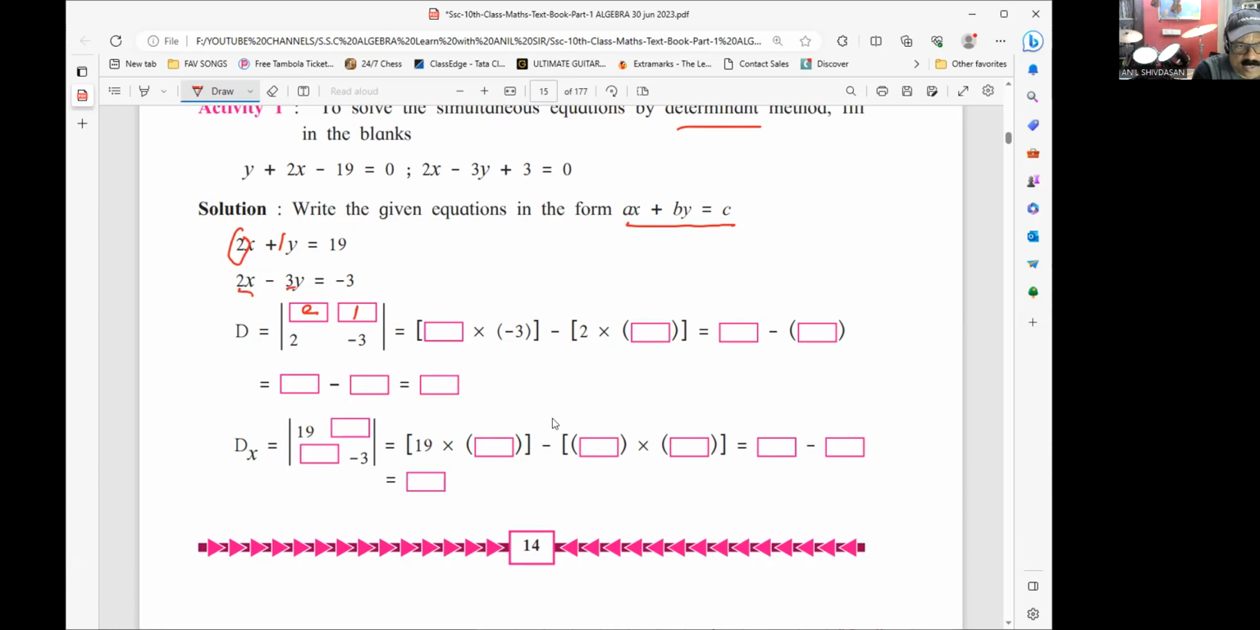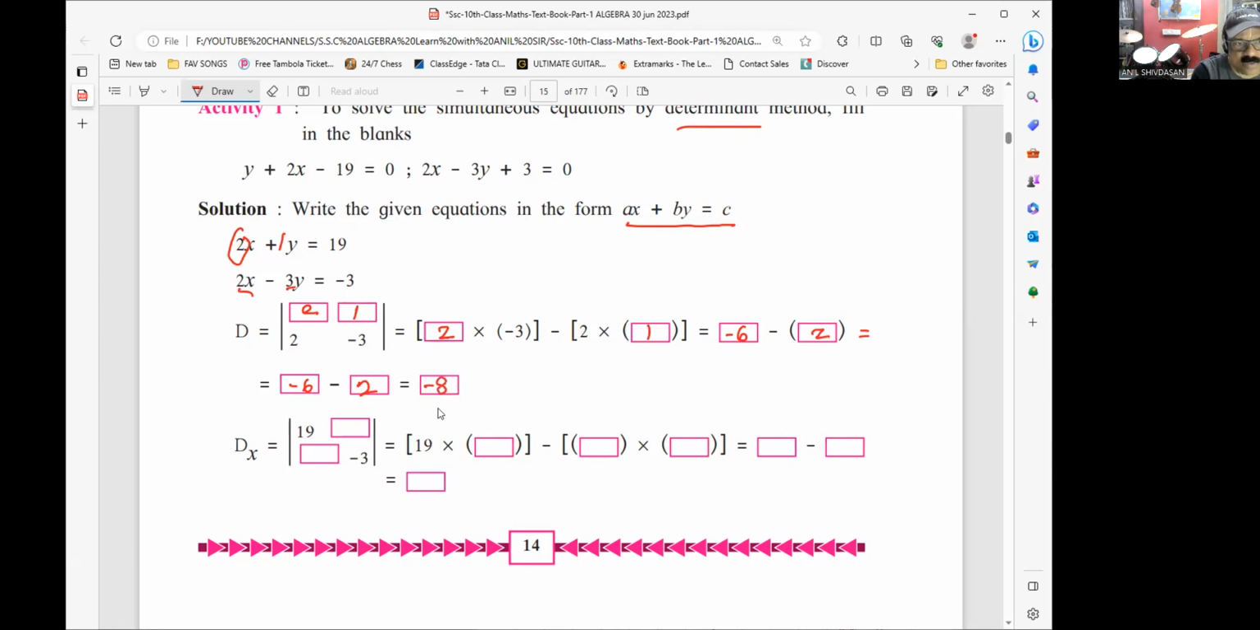So what do you get here? 2 into minus 3, minus 2 into 1. 2 into minus 3 will be minus 6, minus 2. So what you get here is minus 6 minus 2, which is minus 8.